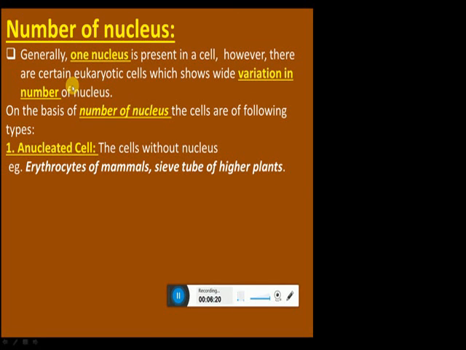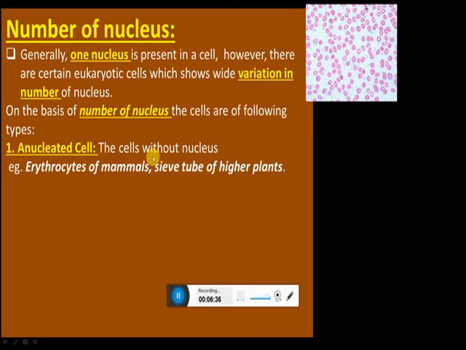However, there are certain eukaryotic cells which show wide variation in the number of nuclei. On the basis of the number of nuclei, the cells are of the following types. Anucleated cells are the cells without nuclei. Examples are erythrocytes of mammals, meaning RBCs of mammals, and sieve tube of higher plants. So these are the RBCs which are without nucleus, whereas WBCs are with nucleus in the blood of mammals.